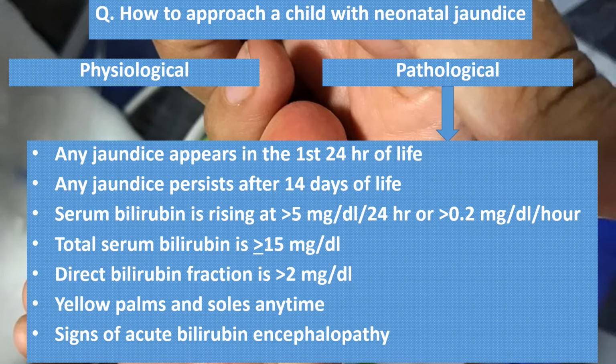And if you find yellow palms and soles at any time, because it correlates with total serum bilirubin more than 15 milligram per dl, so if the child has jaundice up to the palms and soles, then you have to find out the cause of the pathological jaundice. And if the child has signs of acute bilirubin encephalopathy, then also you have to do the workup to find out the cause.